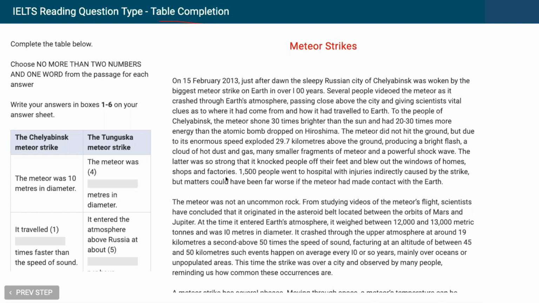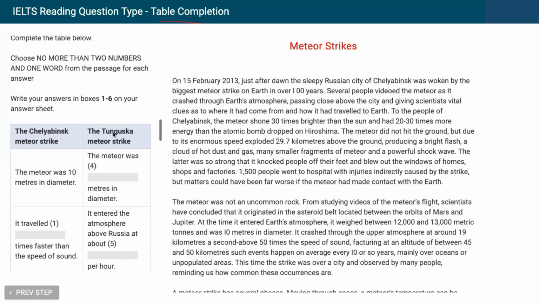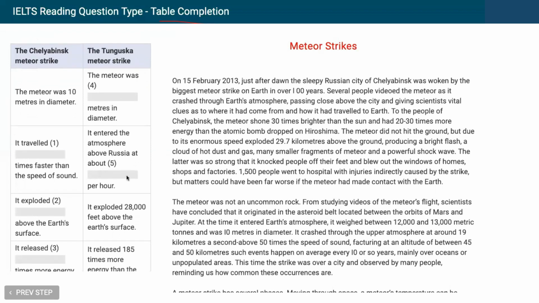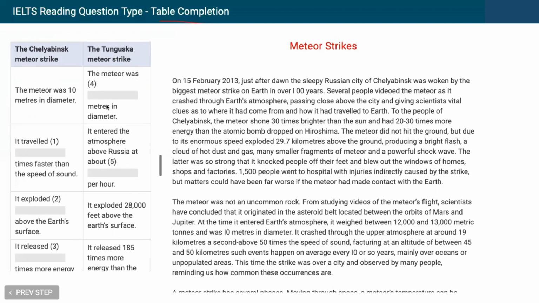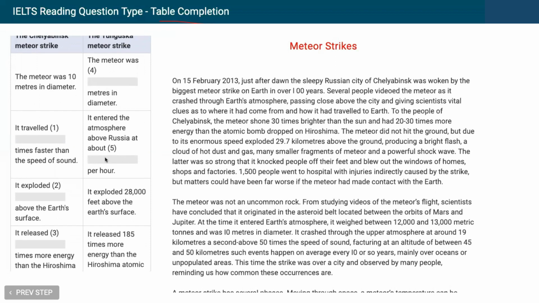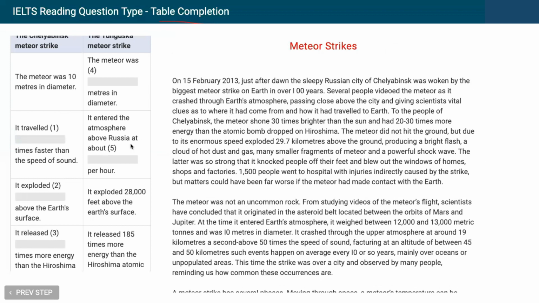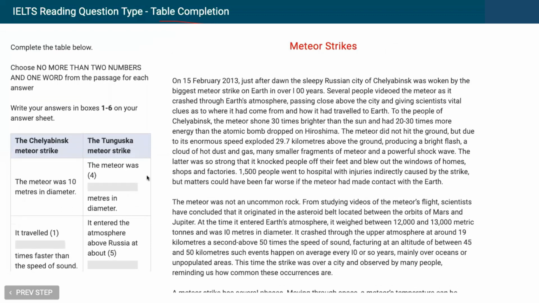Before we get started, I just want to give you some general information about table completion. As you see here on the left-hand side, you'll have a table that is incomplete and it has a few gaps. So we'll have to write out the answers based on the information here in the passage. Now, the information in the table will either paraphrase or summarize the information that is in the passage. So you'll have to be familiar with synonyms and ways that paraphrasing can perhaps trick you.